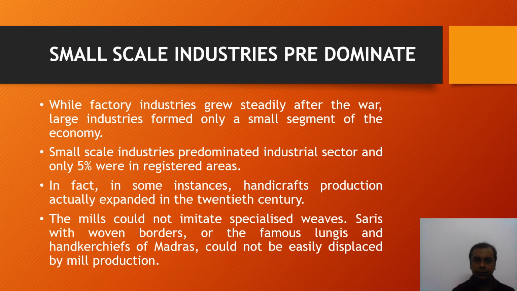While factory industries grew steadily after the war, large industries formed only a small segment of the economy. That is, even though the factory system of industrialization began to grow steadily after the First World War in India, large-scale industries formed only a minor segment of the Indian economy. That means small-scale industries predominated the industrial sector, and only 5 percent of them were in registered areas. In fact, handicraft production actually expanded into a very large industry in the 20th century.